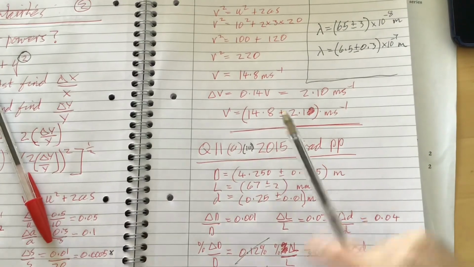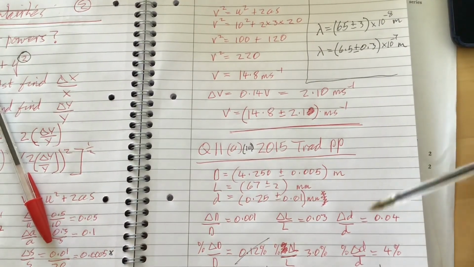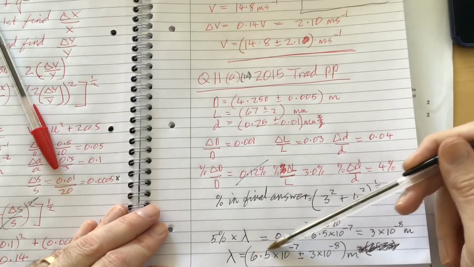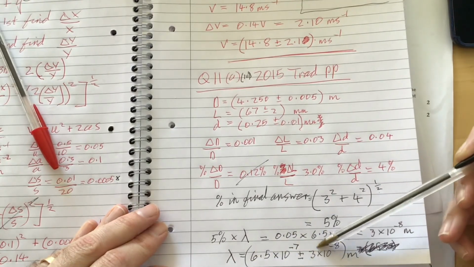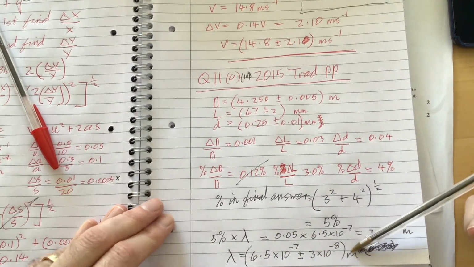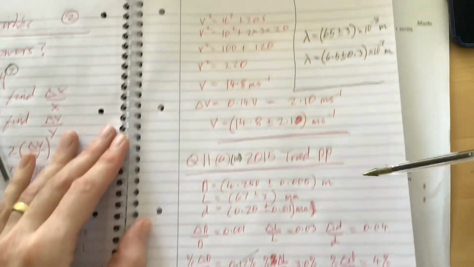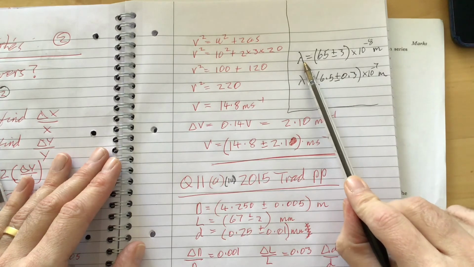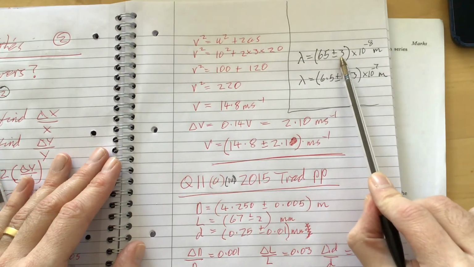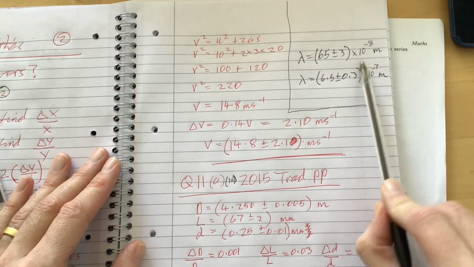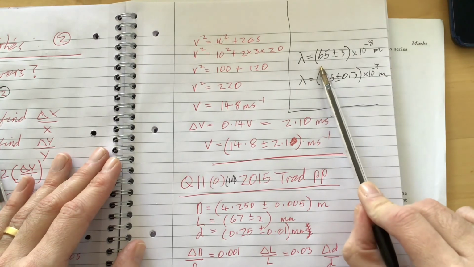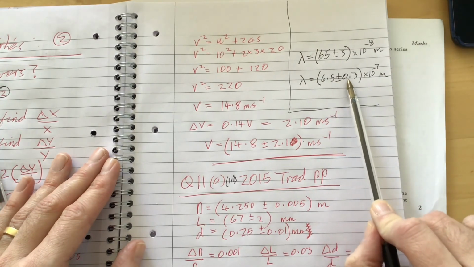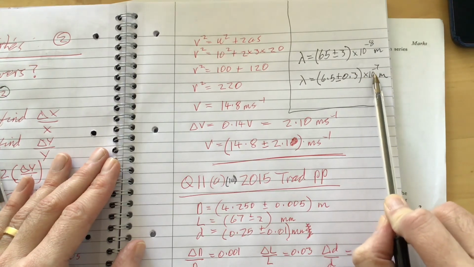So if we're going to be extra fastidious about our final presentation of the answer, we have got our final answer down here, 6.5 times 10 to the minus 7 plus or minus 3 times 10 to the minus 8 metres. If we really want to impress our marker and our examiner, we rewrite it as either lambda equals 65 plus or minus 3 times 10 to the minus 8 metres, or slightly less preferable but still correct, lambda equals 6.5 plus or minus 0.3 times 10 to the minus 7 metres.